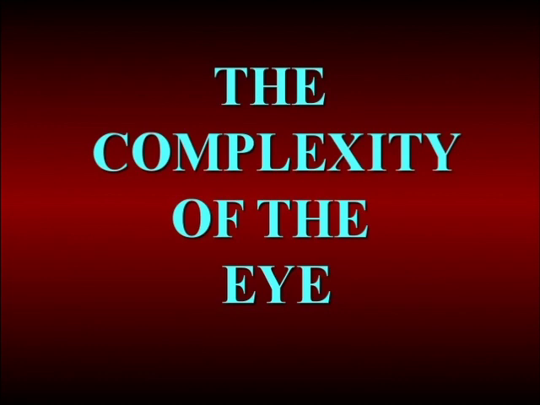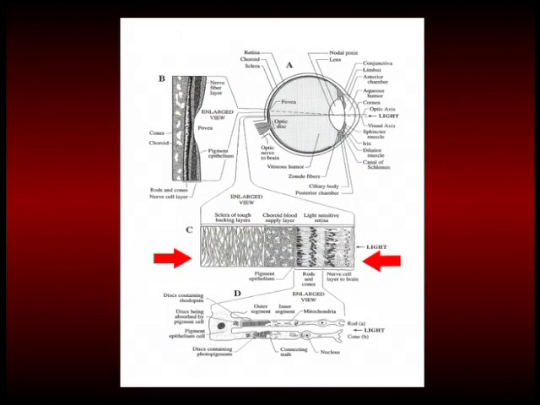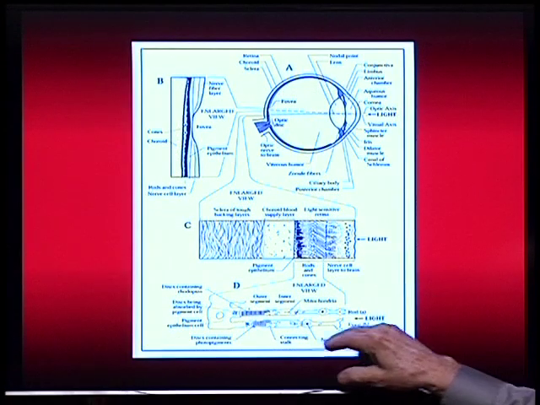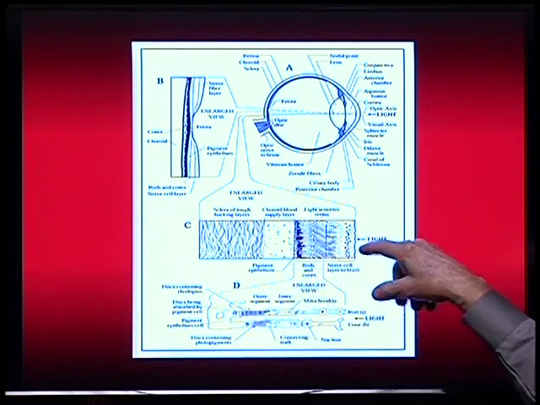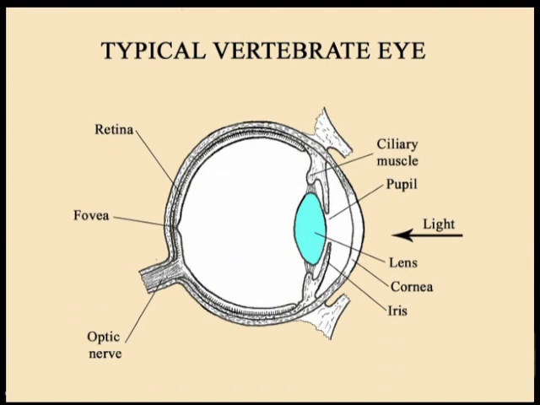Let's look a little bit more at the complexity of the eye. This is a diagram of an eye, and I realize you can't see all the parts. I just wanted to point out something to you. This is an enlargement of the wall of the eye here, and this is an enlargement of the retina, just a small part of the retina. The retina is this whole part right here. See, there are many parts. I just wanted to make the point that the eye is extremely complex.